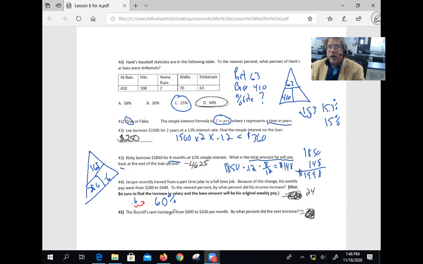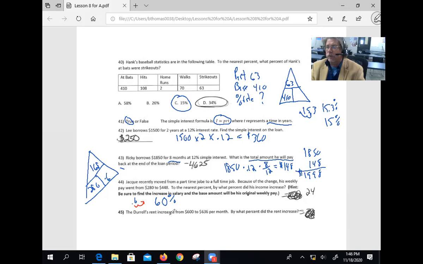So number 45, the Durrell's rent increased from $600 to $636 per month. By what percent did the rent increase? This problem is very similar to 44. So again, if you want to pause the video and see if you can follow the same hint. So I'm going to go ahead and work it out.